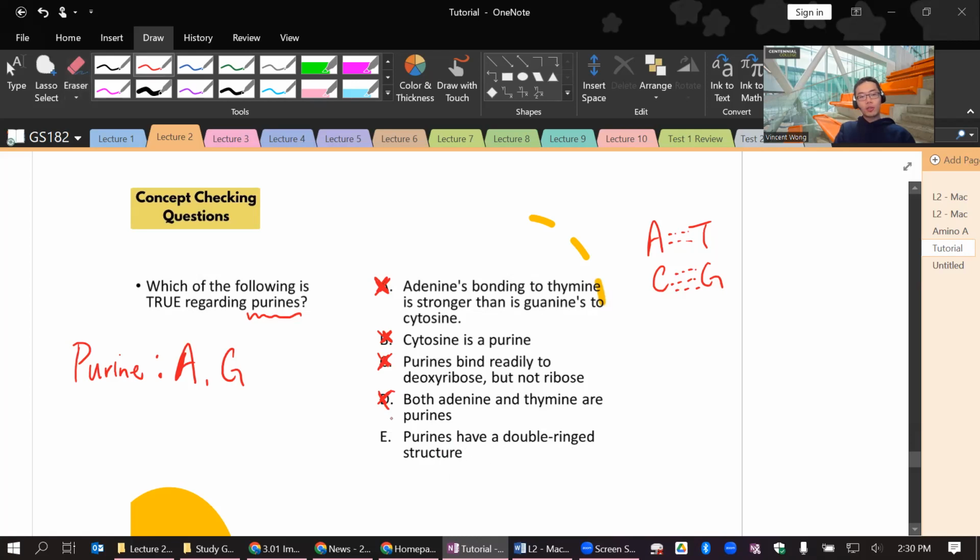Purines have a double ring structure. That's the correct one. Okay, purine has 2 rings. Pyrimidine has 1 ring. So that would be the correct answer.